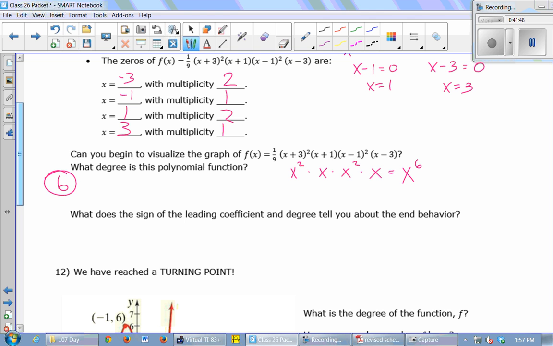What is it about the 1/9 that's important? Positive, yeah. So since it's positive, I have both arms up. So I can start to try to maybe draw a little mental picture of this thing. I guess I'll do a new page.